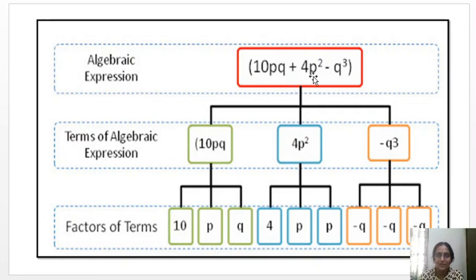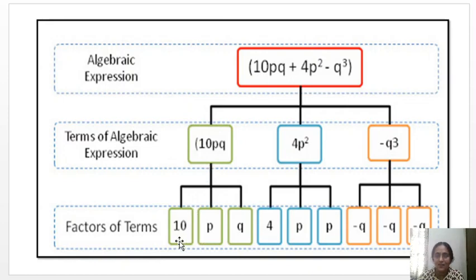We will understand a little bit deeper from the given expression: 10pq plus 4p square minus q power 3. What are the terms of this expression? 10pq, 4p square, and minus q cube are the three terms of this expression. Here, how will you get 10pq? When 10, p and q are multiplied, you will get the term 10pq. So 10, p, q are the factors of this term 10pq.